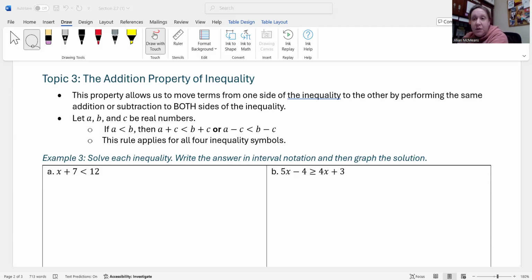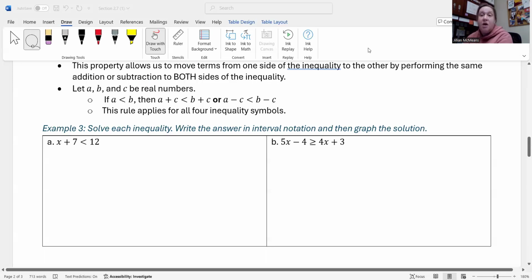Okay? Symbolically, we would let A, B, and C just be any real numbers. So fractions, decimals, integers, doesn't matter. If we can say that A is less than B, then if I take A and add C, it is still going to be less than B plus C. Similarly, if we know that A is less than B, I can take A and subtract C, and it still has to be less than B minus C. Okay, this rule applies no matter which inequality symbol you use. So you could replace the less than with greater than, less than or equal, greater than or equal, and it would still work. Okay, so let's look at example 3.